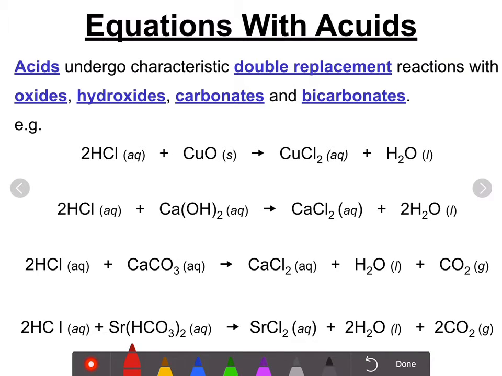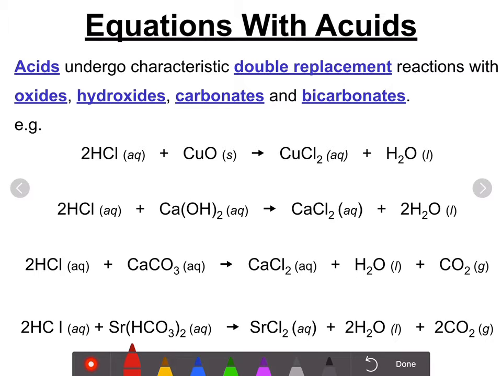Hello class, this is a quick video on reactions with acids and bases. One thing we really want to talk about is double replacement. That's when we have ionic reactants who separate their ionic charge and reassociate. So then we have positives going with negatives and negatives going with positives, and we're switching.